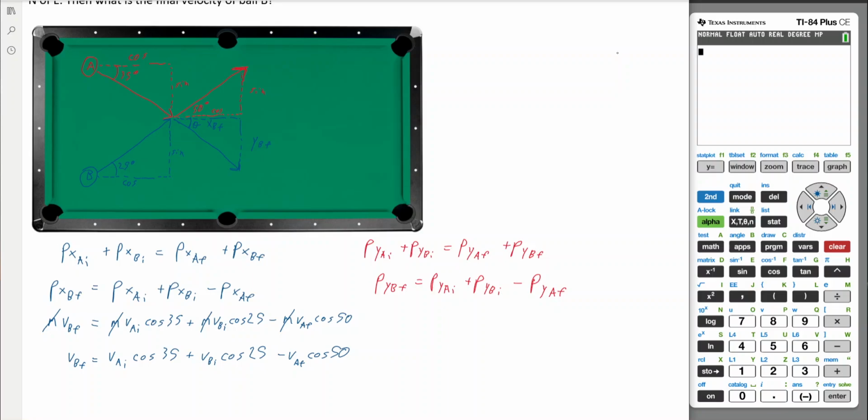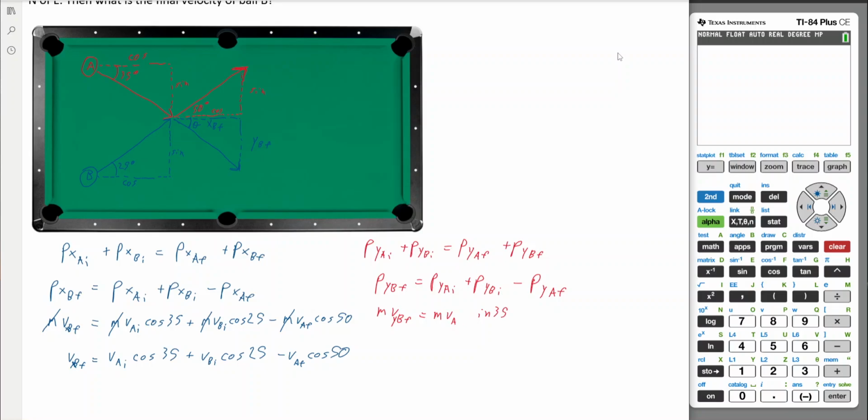Same sort of thing can be done in the y direction. So this is going to be MVBF equals, I guess this should be YF, and this one should be X. But anyways, this will be MVAI, I guess. Yeah, this is kind of annoying with all the different letters, but there you go. This will be sine 35.